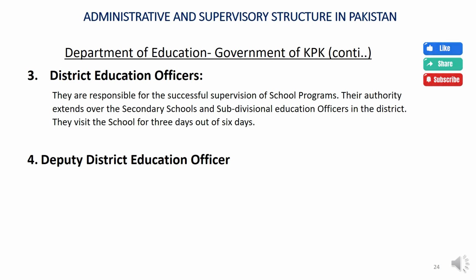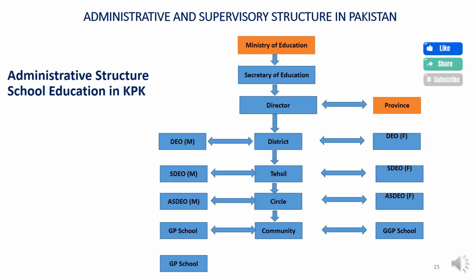The next is the DEO, district education officer. Now, the administrative structure of school education in KPK, Khyber Pakhtunkhwa, is the Ministry of Education, and they have the Secretary of Education as well as directors for the province. Now they have their DEO for male district, DEO for female, SDEO, and their Tehsil and SDO for female, ASDO for male circle, and ASDO for female circle. The next is the GP school community and the GGP school for the community.